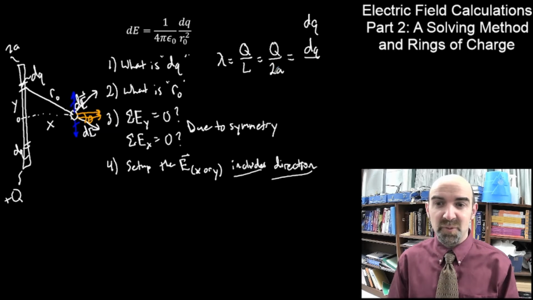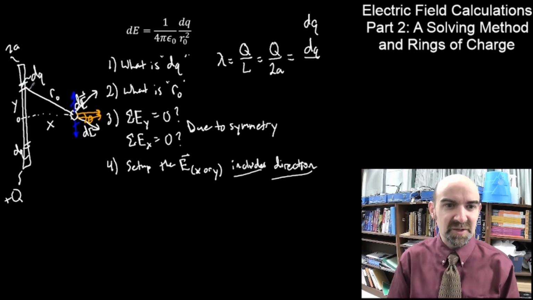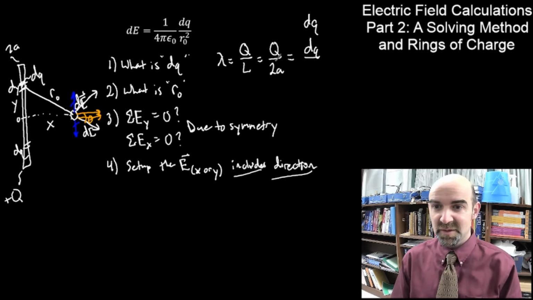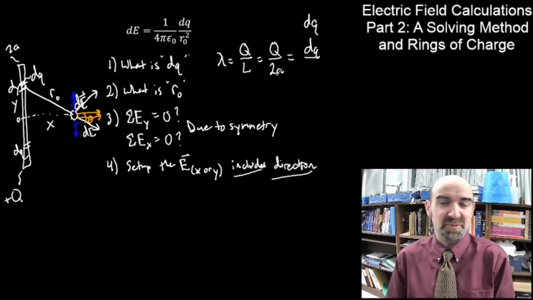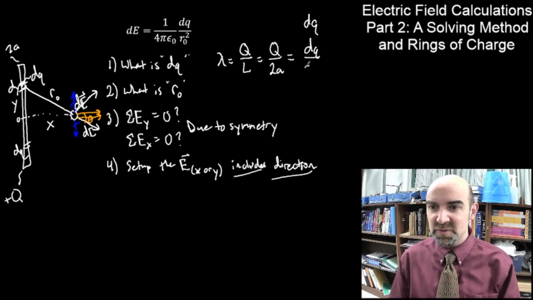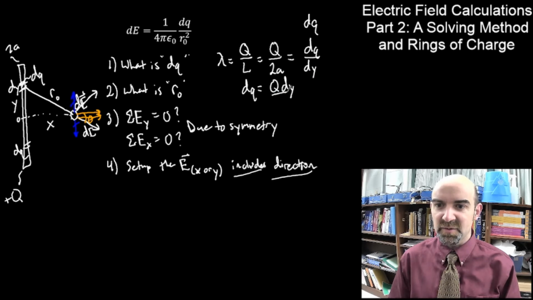And now in its native form, what is length? What is this little piece here? Well, it's a piece of y. All right, so if it's a small piece of y, then that little piece has a length dy. Again, take the derivative of this native form, this 2a is referring to the length, it's in the y direction. So it's just a little piece dy. And therefore dq is equal to Q dy, we multiply both sides, divided by 2a. Okay, so that's our first step. What is dq? And we've defined it.